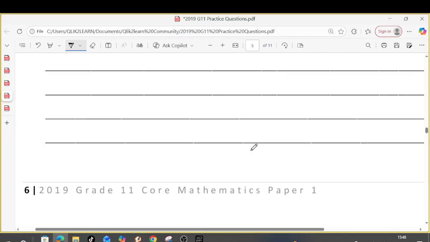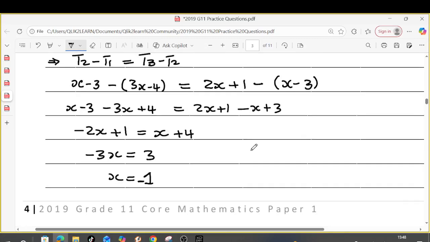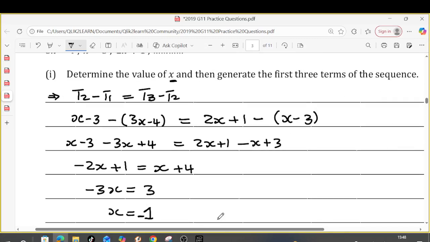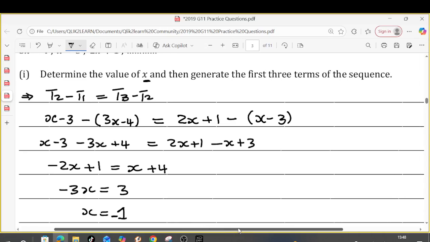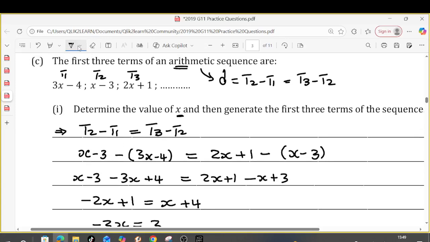There are too many things that we need to discuss, and I see that we are running out of time, but it's fine. We haven't finished answering the question. We still have to find the first three terms, T1, T2, and T3. Guys, let me leave you to do this one. What is term number 1? If x is minus 1, this will be 3 into minus 1 minus 4, so it's going to be minus 7. So that answer is correct. The one that we got on the chart is correct. Thank you very much for giving us the correct answer.